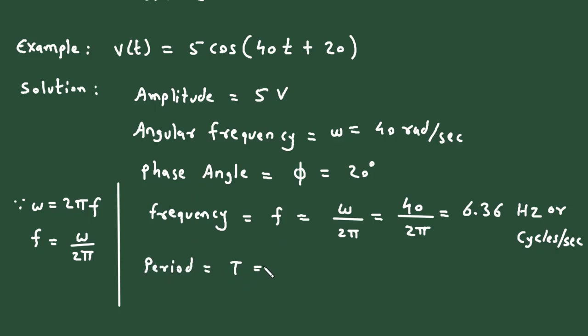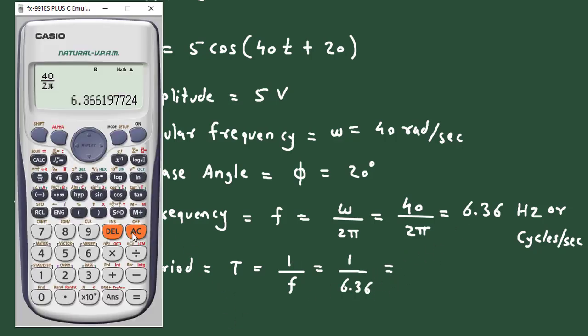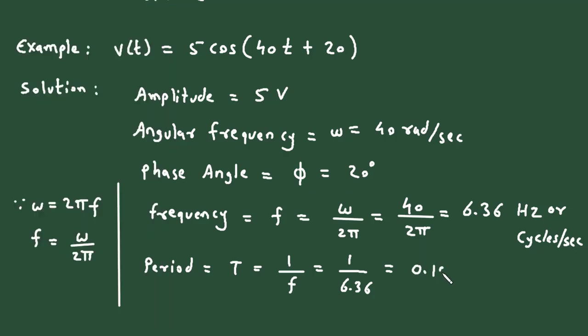We can also find time period T is equal to 1 upon f. So, if we divide 1 by 6.36, then this will be 0.157, and the unit of this time period is second.